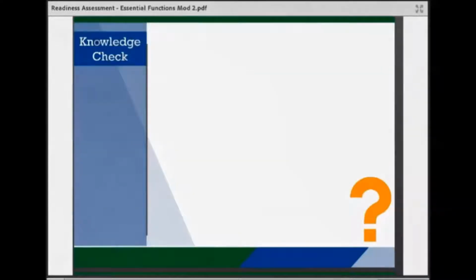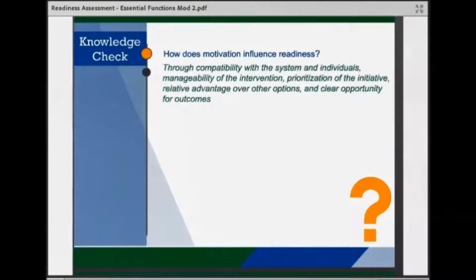Let's take a moment to check in on what you've learned about the factors that influence readiness for change and implementation. How does motivation influence readiness? Through compatibility with the system and individuals, manageability of the intervention, prioritization of the initiative, relative advantage over other options, and clear opportunity for outcomes.